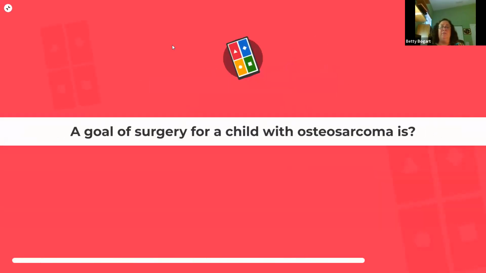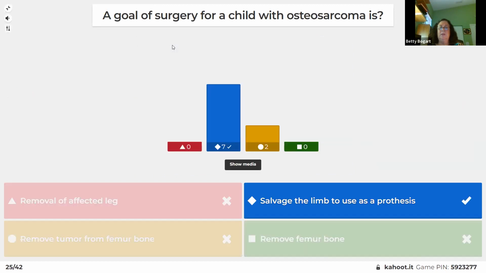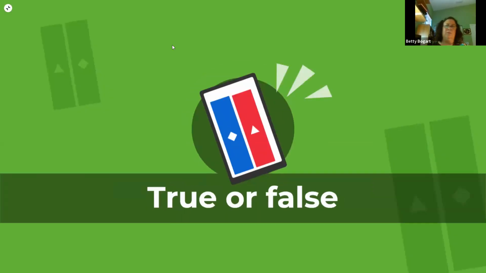A goal of surgery for a child with osteosarcoma is what? So what we want to do is to salvage that limb on the bottom, take off the femur area and the cancer, reconnect it so that we have something to attach a prosthesis for. It's easier to get up and move around with it, more comfortable.